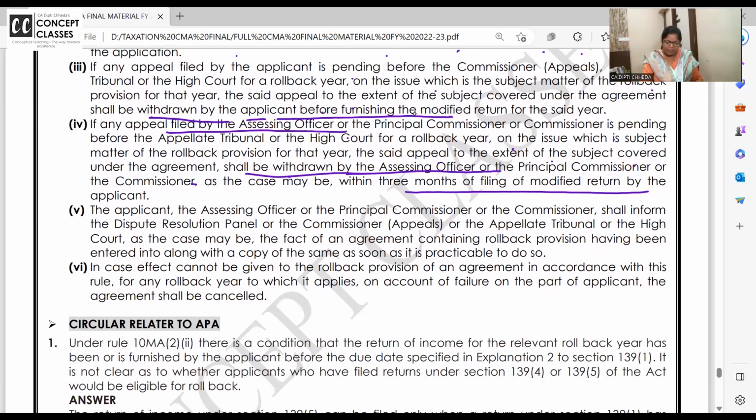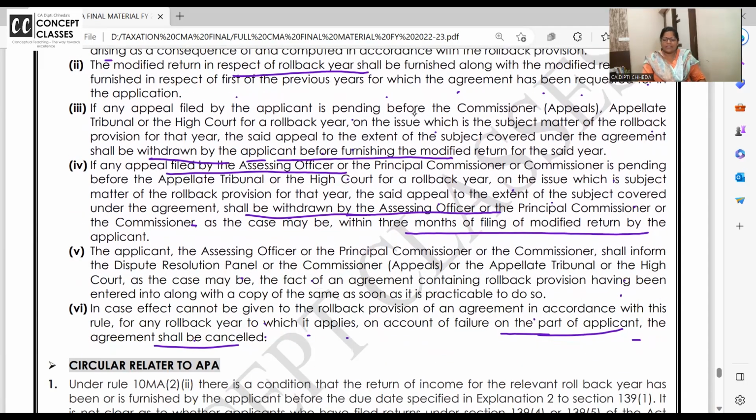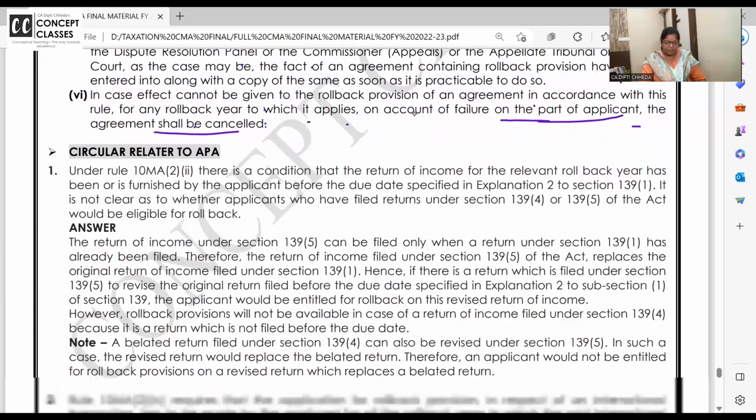Applicant, AO, commissioner shall inform DRP and all, as the case may be, the fact of agreement of rollback provisions, and in case it cannot be given rollback for any rollback year to which it applies on account of failure on the part of applicant, the agreement shall be cancelled. Either don't ask for rollback, and if you are going, then file the modified return, पे द एडिशनल टैक्स और खत्म करो. ठीक है. सो दिस इज ऑल इफेक्ट. वंस योर रोल बैक इज अप्रूव्ड, ओके, देन रोल बैक अग्रीमेंट के हिसाब से यू हैव टू फाइल मॉडिफाइड रिटर्न, यू हैव टू पे टैक्स, all proof of additional tax and all, and if any case is pending over there, it will be withdrawn. ठीक है.